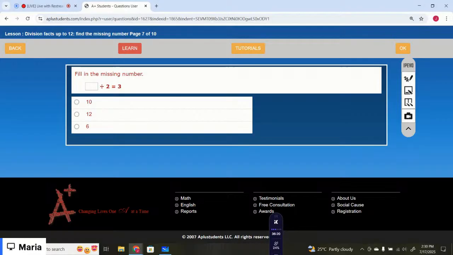Fill in the missing number. The missing number divided by 2 equals 3. So which is the correct option? That would be 6 divided by 2 equals 3. Option number 3 is the correct option.